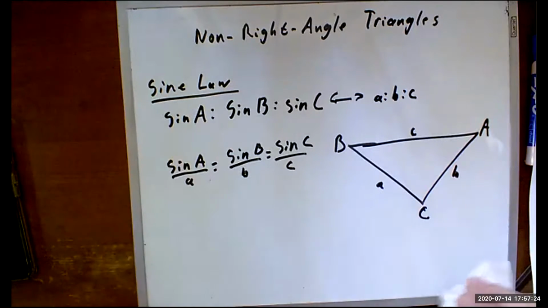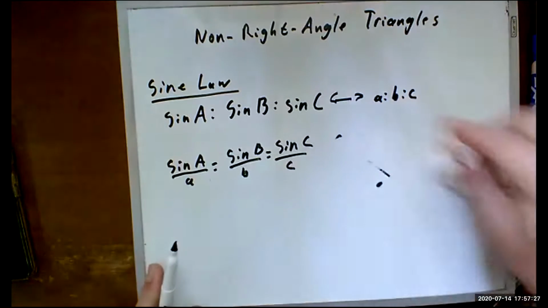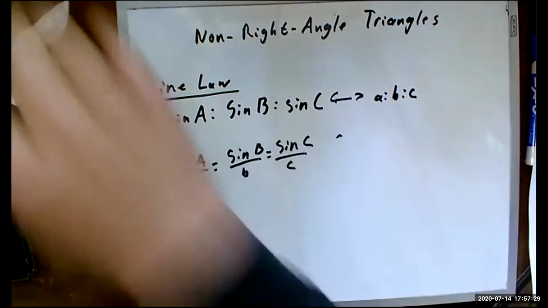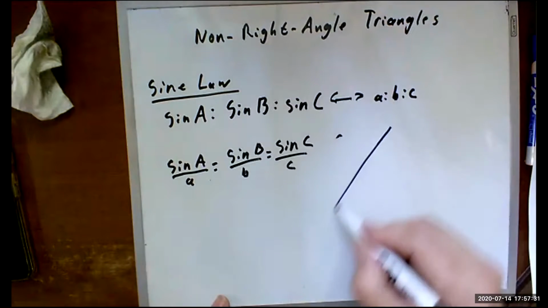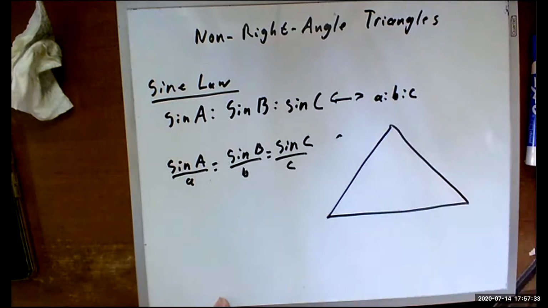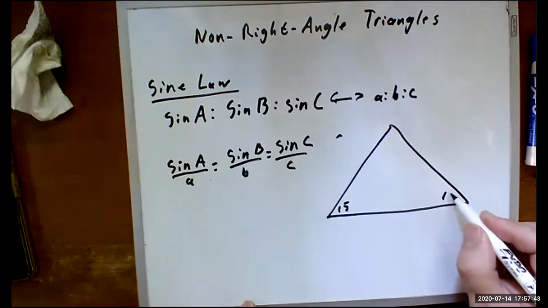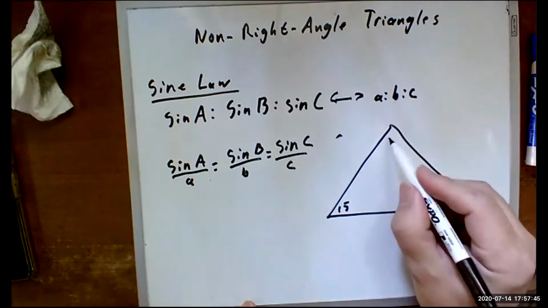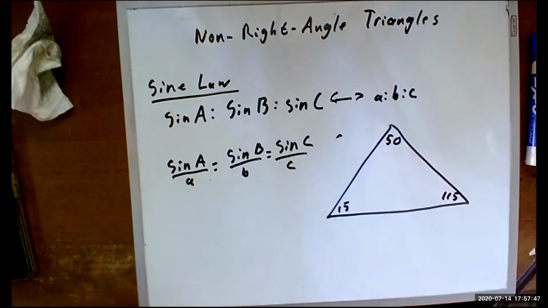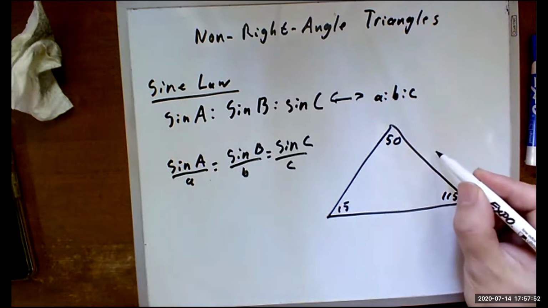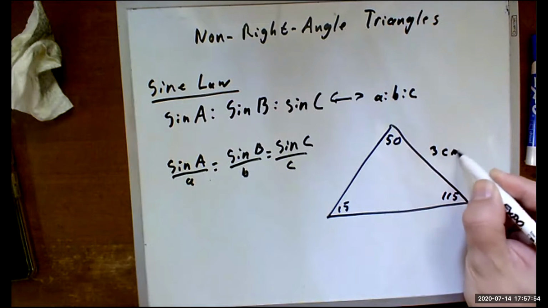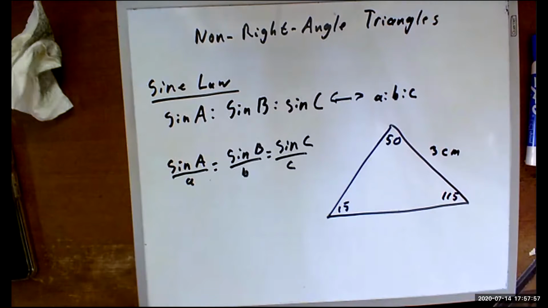So I'm going to keep this relationship up. I'm going to draw a different triangle, though, so we can see how it works out. So here we go. Here's some triangle. And we've got degrees of 15, 115. If you've got two angles, you've always got the third. So we'll call that 50. And then we're being given another side, and we're being told that that side is 3 centimeters.